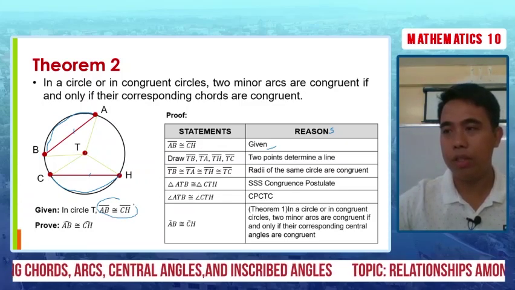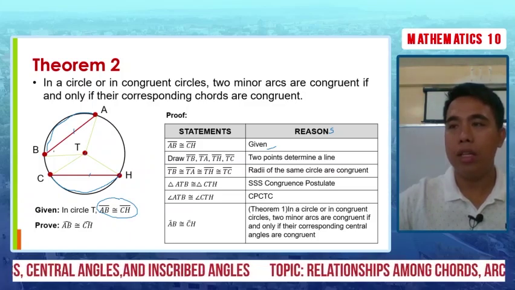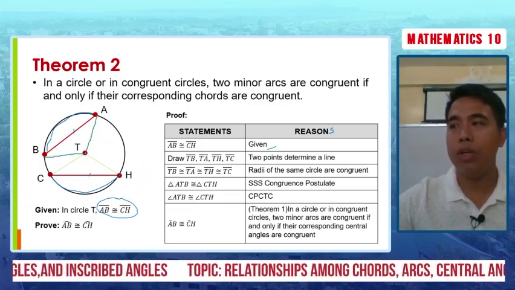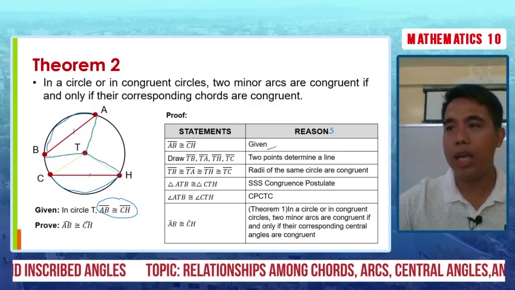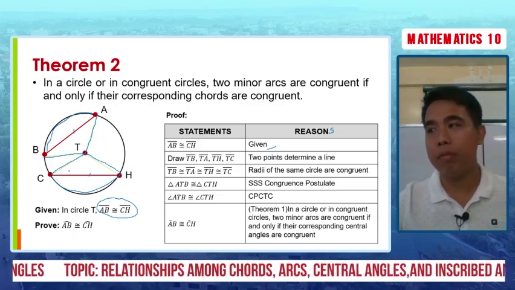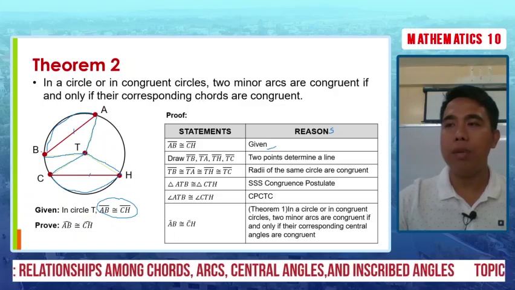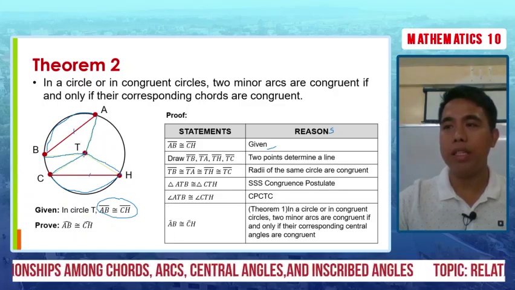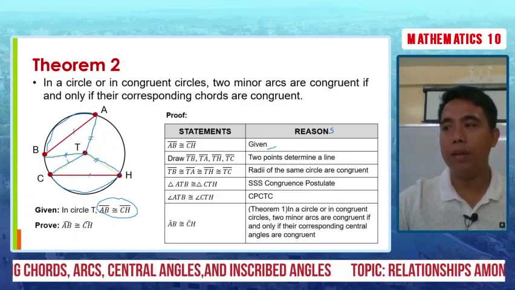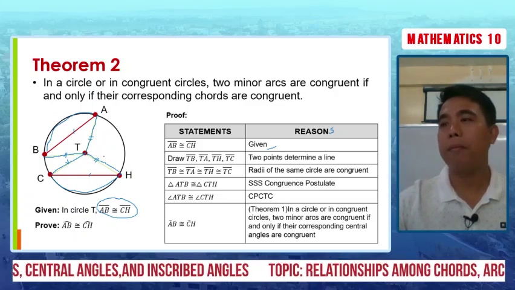And then we draw TB. We draw TB, we draw TA, we draw TH, and TC. The reason is, two points determine a line. And then segment TB, segment TA, segment TH, and segment TC are all congruent. Why? Because radii of the same circle are congruent.